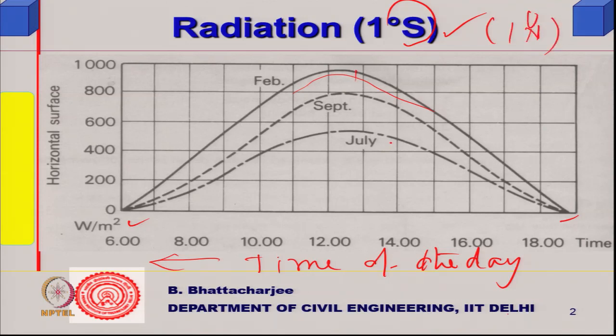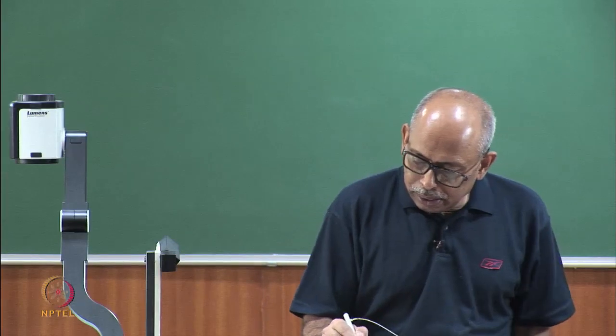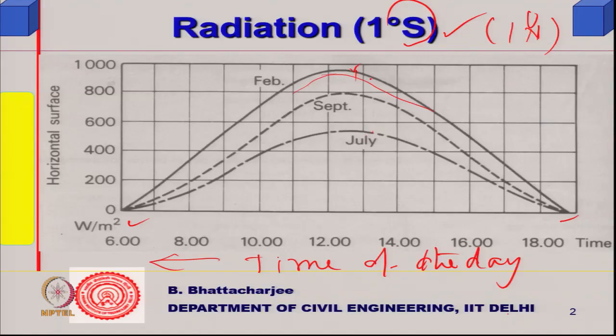The only difference will be that July will go somewhere there, February will come down there, and September is somewhere there. So, actually near the equator, this is the kind of variation you will find, at 1 degree south or 1 degree north. This is for horizontal surfaces. Around 12 noon you find maximum radiation, right.